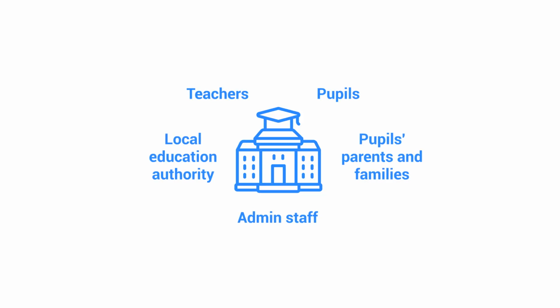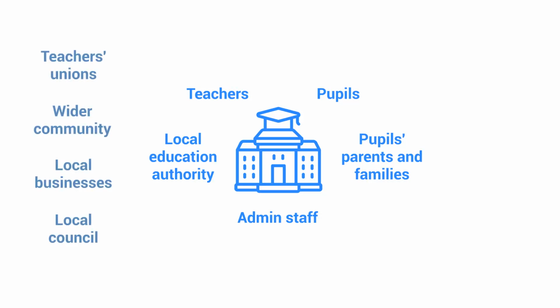Well, quite quickly we might come up with a list that says teachers, pupils, the pupils' families and parents, the admin staff, and the local educational authority who have some kind of regulatory control over the school. All of these groups can obviously affect the school's strategy and policies or be affected by them. So is this the limit of a publicly funded school's stakeholders? Well, no. It would also include the teachers' unions, because the teachers' unions could organise a strike if they didn't agree with the school policies.